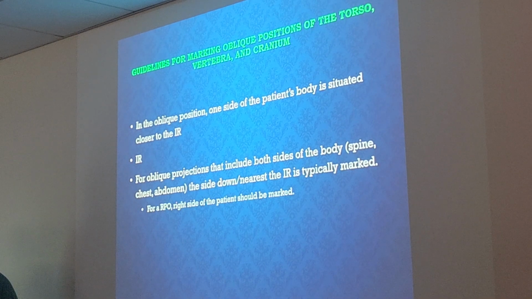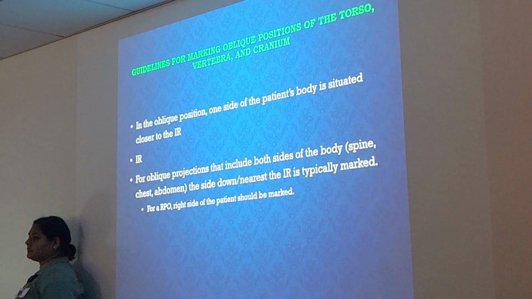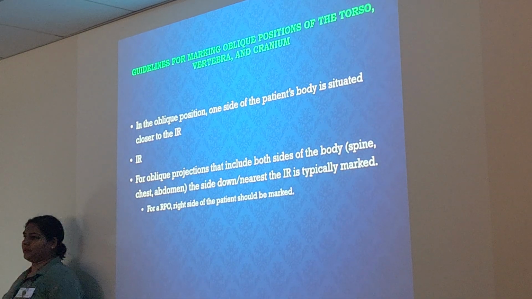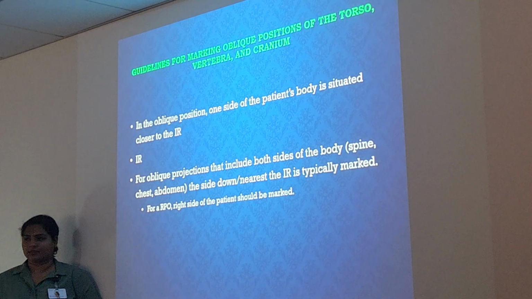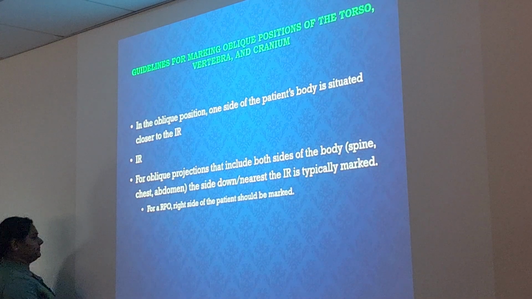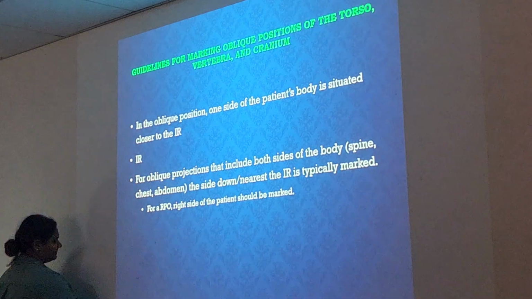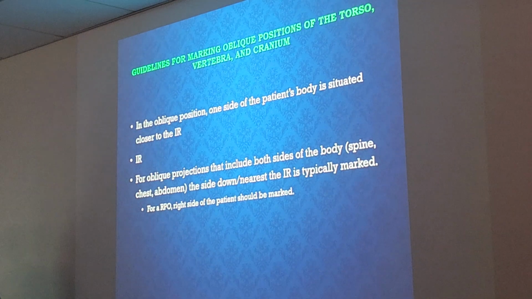We'll take a look at some images. If we do an RPO ribs, what side should I mark? RPO, R, right side. Right, because my right side's closer to the IR, right? LPO, left marker. What about RAO? Right marker. Whatever side is closer to the IR.